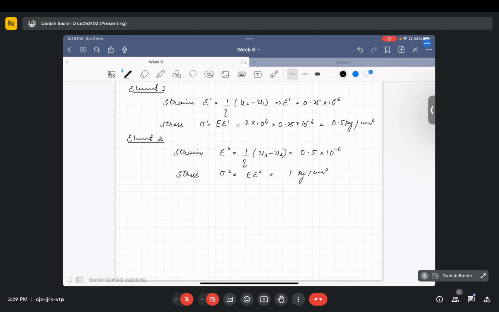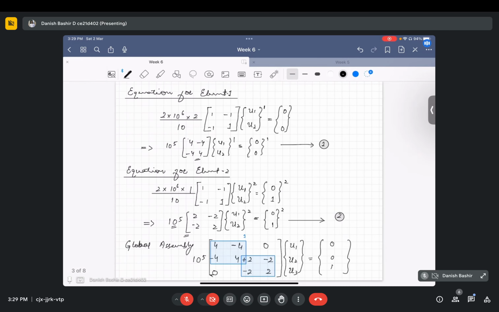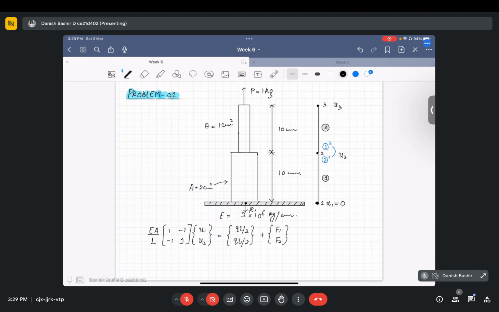Moving forward, now we know how to solve a simple bar problem. If we are given a bar with varying cross section with given boundary conditions and some loads acting on it, then we can use the bar equation, this equation, to solve for displacements at the ends as well as strains and stresses.